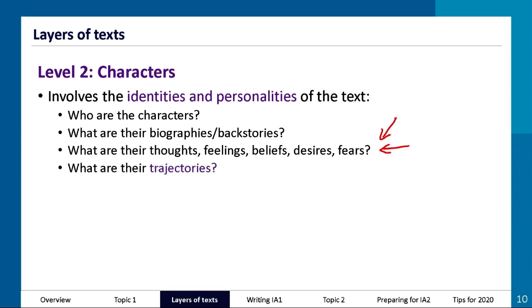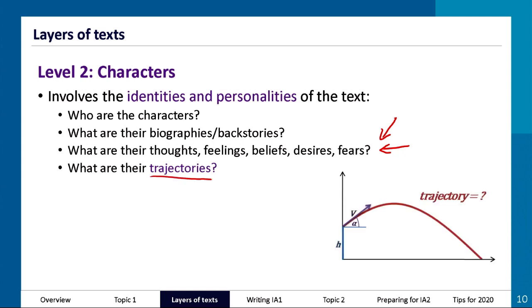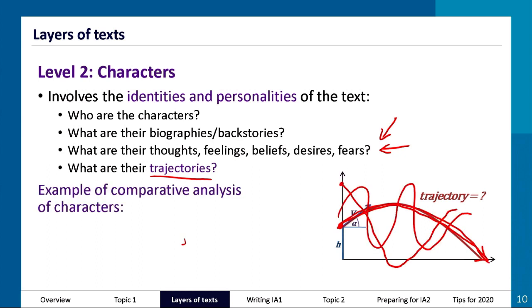Another cool thing to talk about is their trajectories. So this is basically like a character arc. Trajectory is a physics-y term, not my area of expertise, but it's basically the journey something takes from A to B. So what kind of trajectory do your characters take? Do they have like an upwards and then a downward arc? Do they start really high and then get really low, but then they start to rebuild their life? Maybe their whole life is a real roller coaster over the course of the text, and you can analyze that. So think about the journey that they undergo.